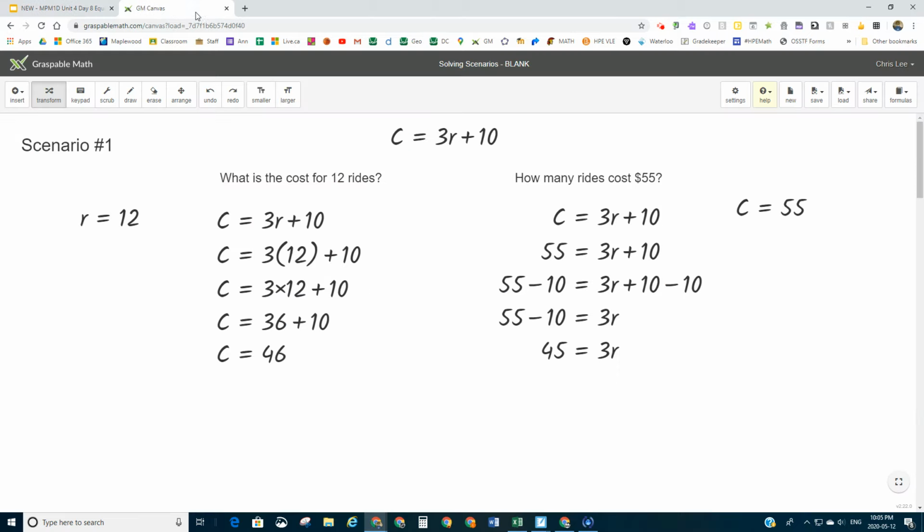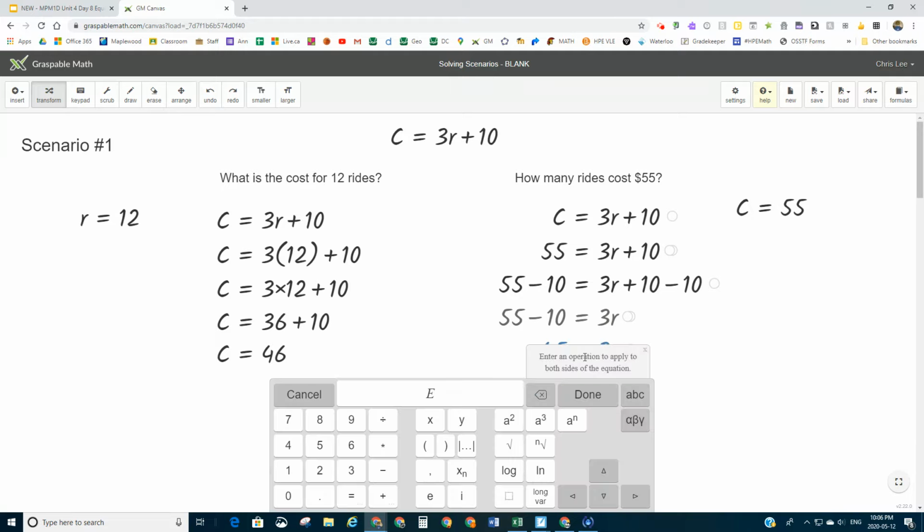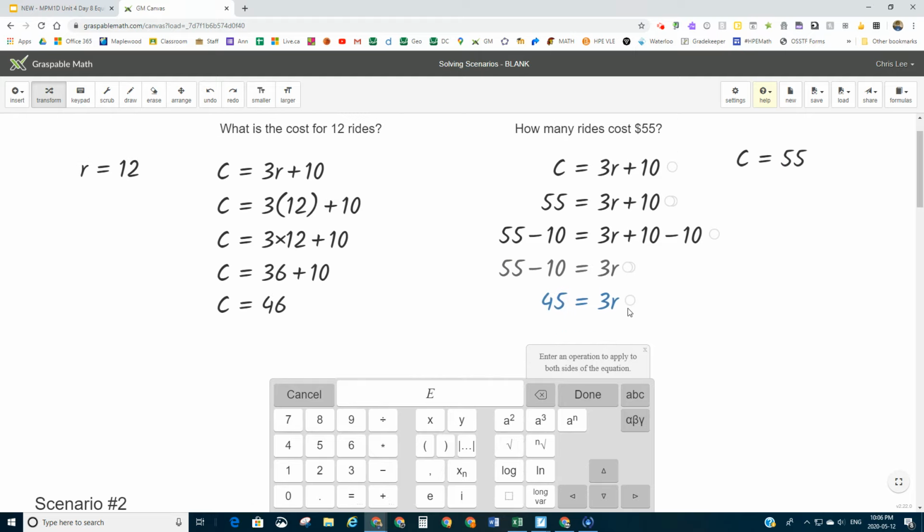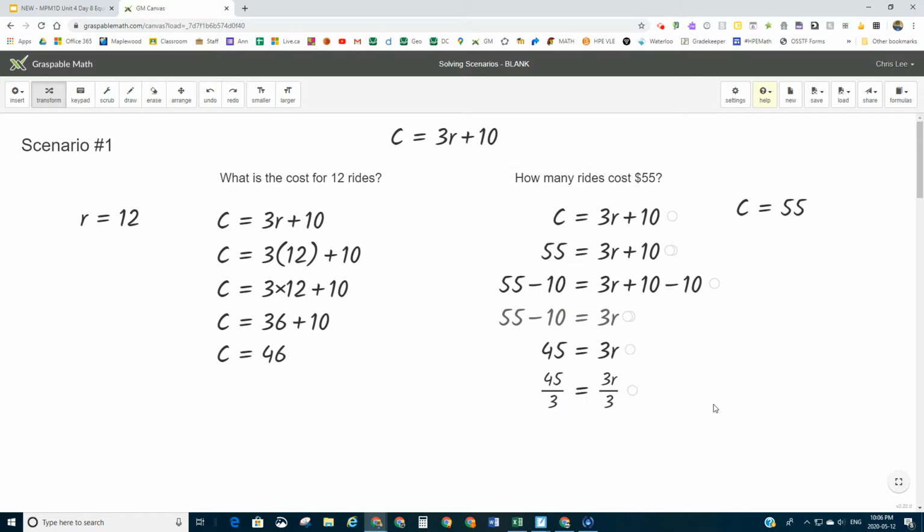3R equals 45. Great. Now I need to isolate for R, which means I have to do the inverse operation of 3. So I'm going to click and hold. Oh, sorry, that's undo. That just sort of flipped the other sides. I need to click and hold until it pops up, and now I have the equation again. So 45 equals 3R. So I need to divide both sides by 3. So I'm going to push divide by 3. The E represents the equation, and it's going to divide both sides by 3.